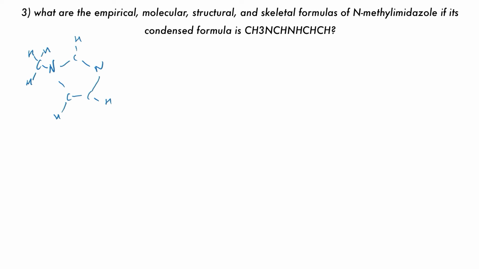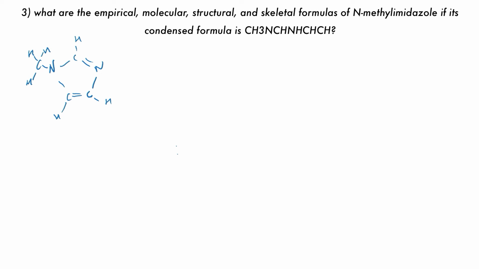Then we can look in and we can see that some of these nitrogens don't have sufficient bonds, and so we'll place a double bond there, and we'll place another double bond here. Just tidy this up a little bit. Okay, so that will be our structural formula.